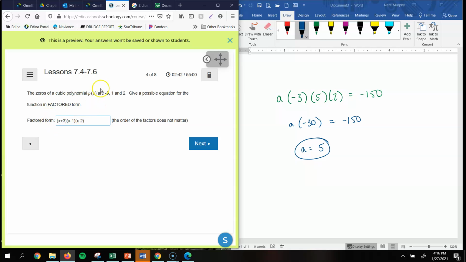Because if I put negative 3 in there for x, I'd get 0. If I put 1 in there for x, I'd get 0. And if I put 2 in there for x, I'd get 0.